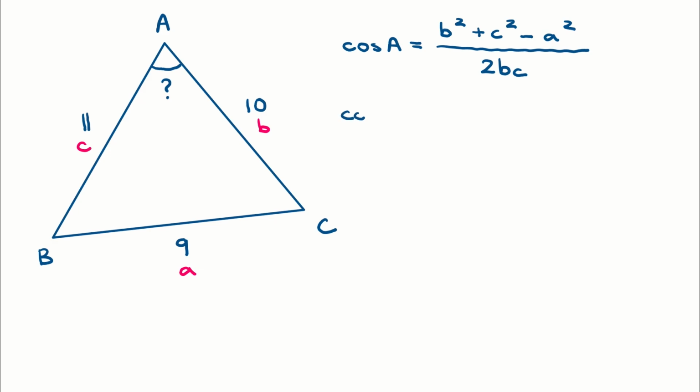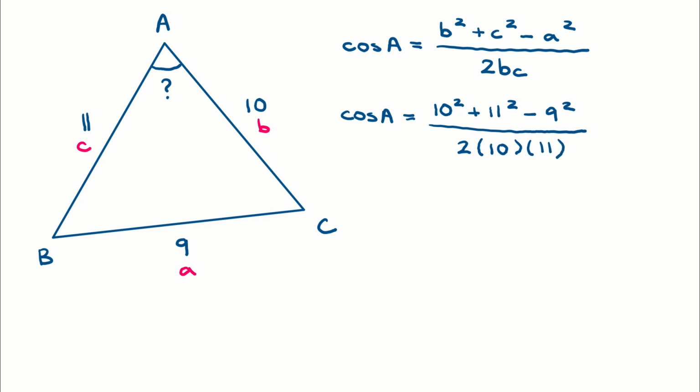Plugging everything in, I get cos of A is equal to 10 squared plus 11 squared minus 9 squared over 2 times 10 times 11. This means that cos of A would be equal to 10 squared, which is 100, plus 11 squared, which is 121, minus 9 squared, or 81, to give us 140 on the numerator. And on the denominator, we have 2 times 10 times 11, which will give us 220.